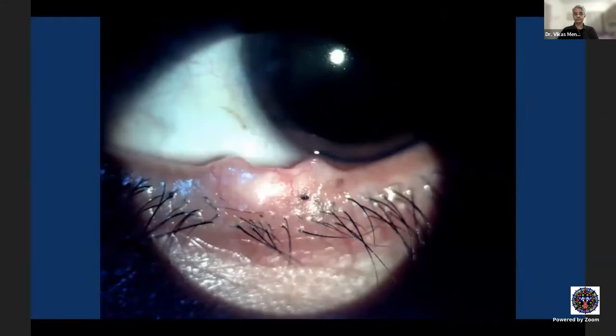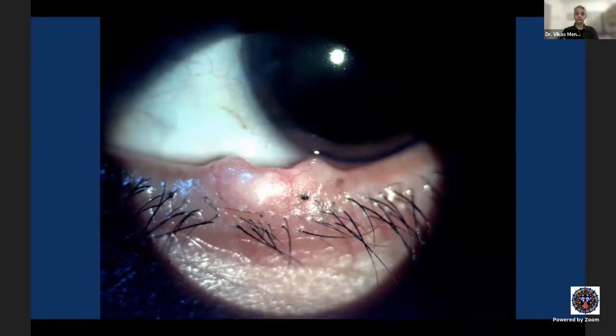Another elderly man came with a small chalazion type swelling, was referred as a chalazion only. He said that this small swelling is growing for the last 6 months in my eyelid. It started as a very small pimple, but now it is growing and it is becoming harder.